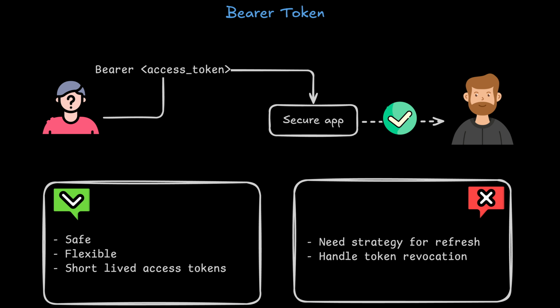Let's move on to bearer token authentication. Instead of sending a username and password each time, you send a token. The token is included in the request header like this: authorization, bearer, and then your token. This makes it safer and more flexible than basic auth. Bearer tokens are great for APIs that issue short-lived access tokens. Still, you will need a strategy to refresh or revoke tokens when needed.